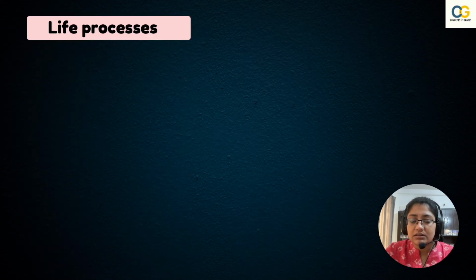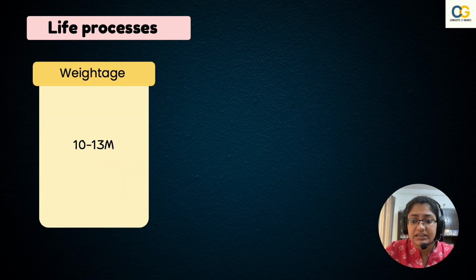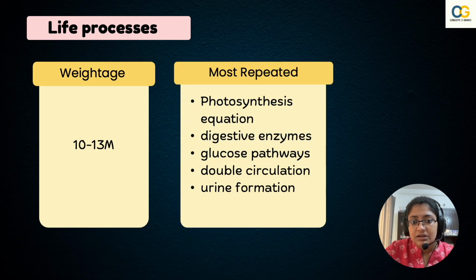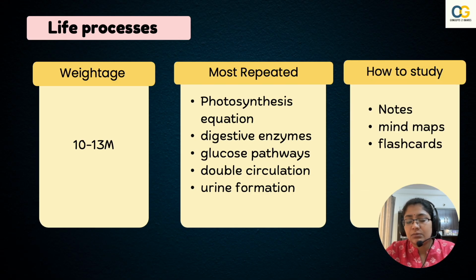This is one of the key chapters, very concept oriented. It has a weightage of 10 to 13 marks, given that there are so many topics it has to cover. The most repeated topics from this chapter are the photosynthesis equations, digestive enzymes, glucose pathway, double circulation, and urine formation. So it's a very theory-heavy chapter. You better make notes out of this, and if mind maps are easy for you, you can do that, or you can prepare flashcards, which really helps you.